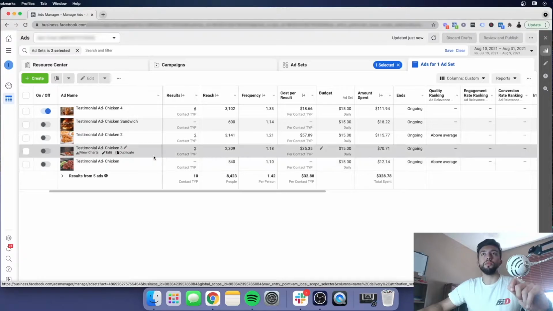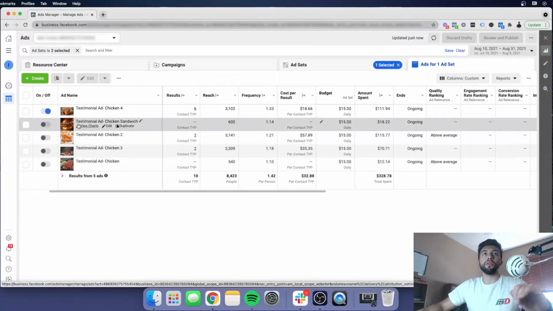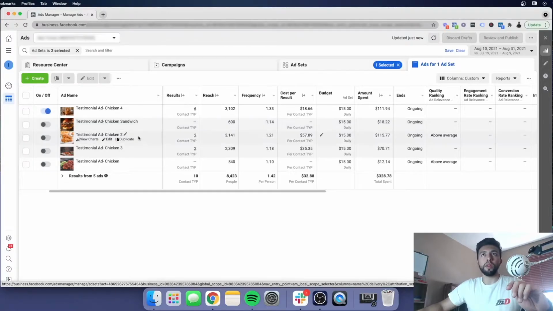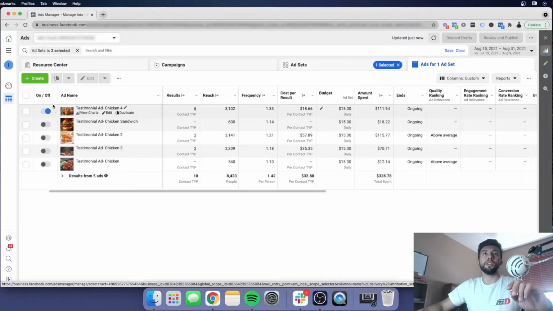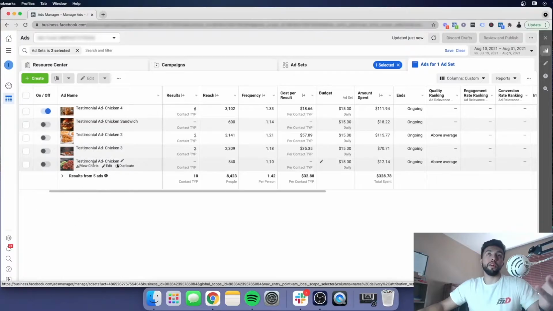Paused that one, and I saw this one didn't perform well. Paused it. I left these running for a while, and eventually this image right here did the best, so I just kept running that one. Now I got the best images from here, and I put them in the dynamic creative ad.